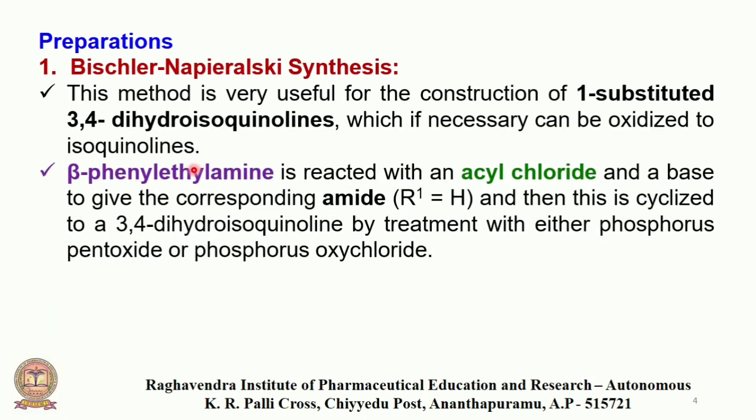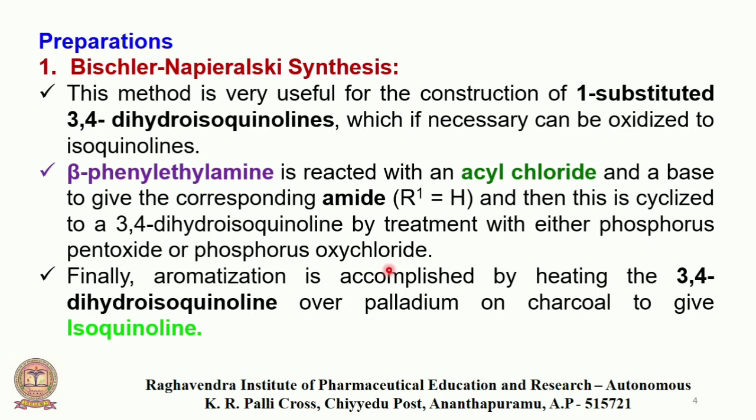The reaction is as follows: beta-phenylethylamine reacts with an acyl chloride, and we see the formation of an amide in the presence of base. Then this is cyclized by treating with either phosphorus pentoxide or phosphorus oxychloride, P2O5 or POCl3. Finally, aromatization is accomplished by heating the 3,4-dihydroisoquinoline over palladium on charcoal to give the isoquinoline.